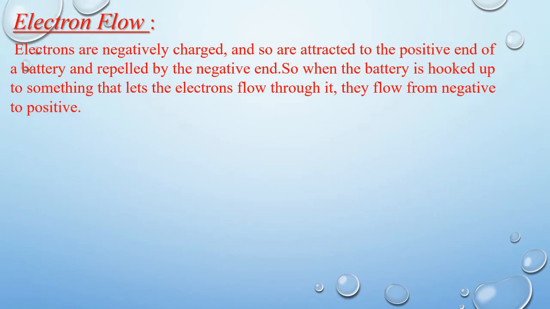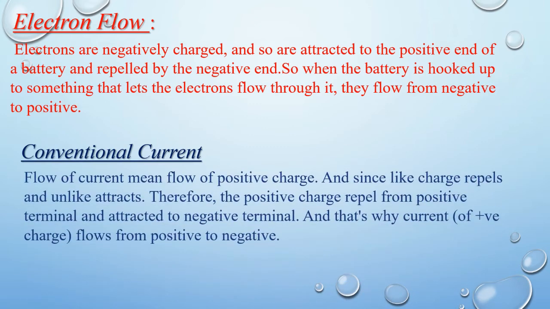See, electrons are negatively charged and so are attracted to the positive end of a battery and repelled by the negative end. So when the battery is hooked up to something that lets the electrons flow through it, they flow from negative to positive. Whereas in conventional current, flow of current means flow of positive charge, and since like charges repel and unlike attract, the positive charge is repelled from the positive terminal and attracted to the negative terminal, and that's why current flows from positive to negative.